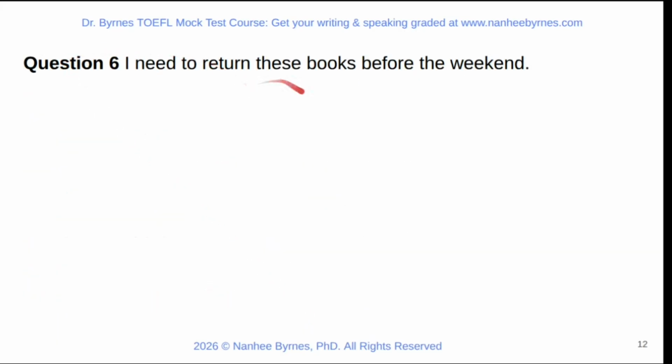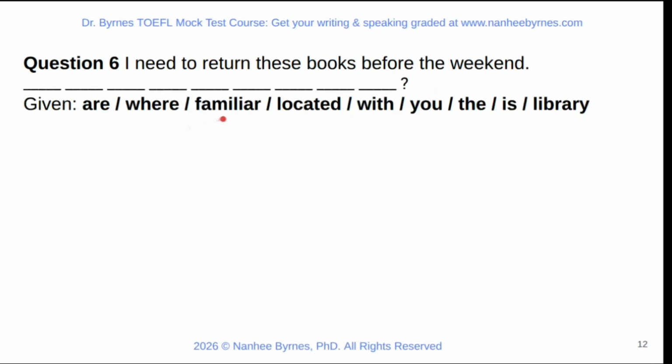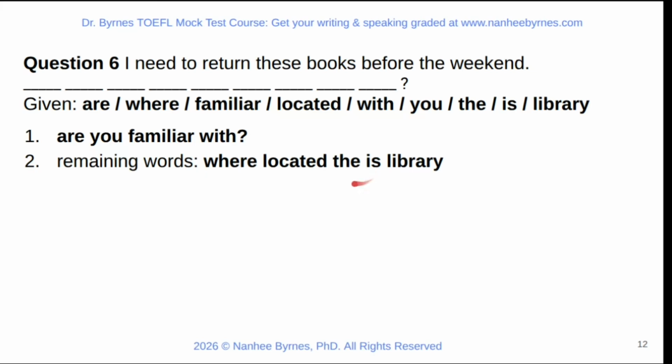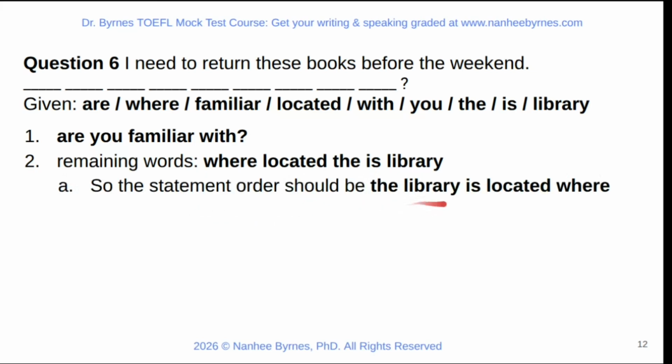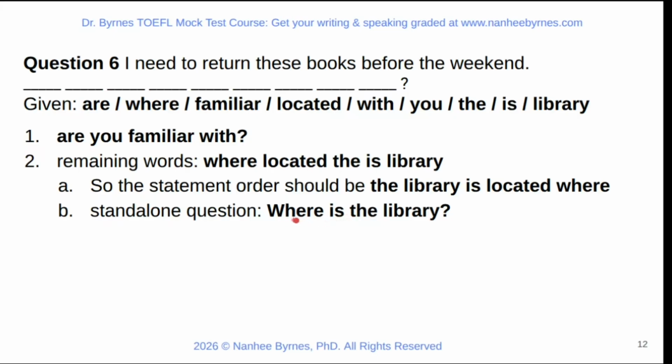Question 6. I need to return these books before the weekend. Words given: are, where, familiar, located, with, you, the, is, library. First, we identify the main question, are you familiar with? The remaining words are where, located, the, is, library. So the statement order should be, the library is located where? As a standalone question, the order is, where is the library?